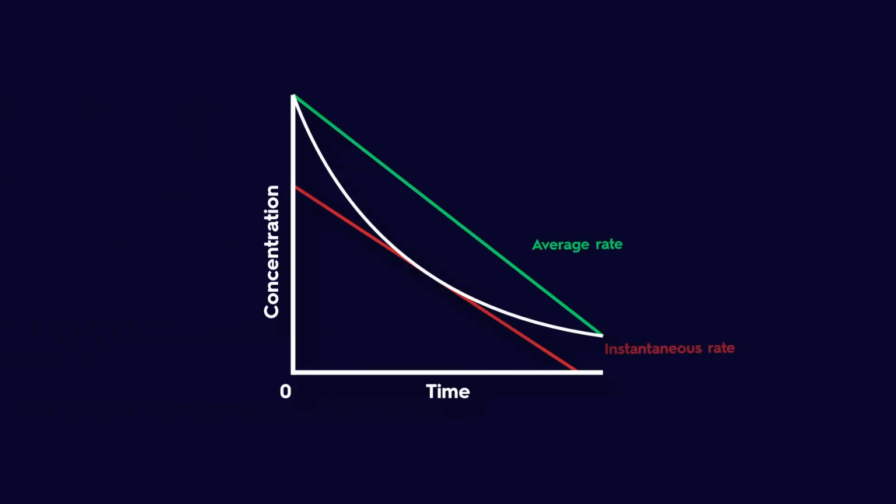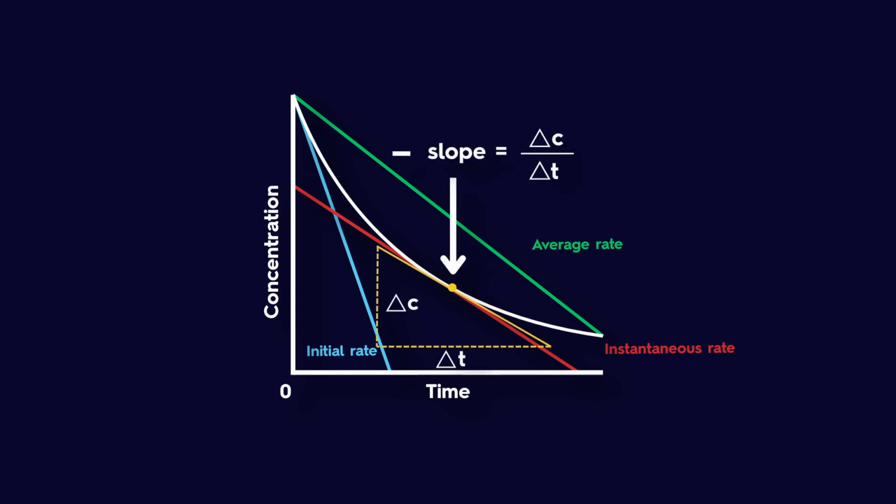Instantaneous rate means the slope of the concentration curve at a single moment. The initial rate is the instantaneous rate right at the start. Graphically, you draw a tangent line and read its slope. Short time windows can approximate it when data are noisy.